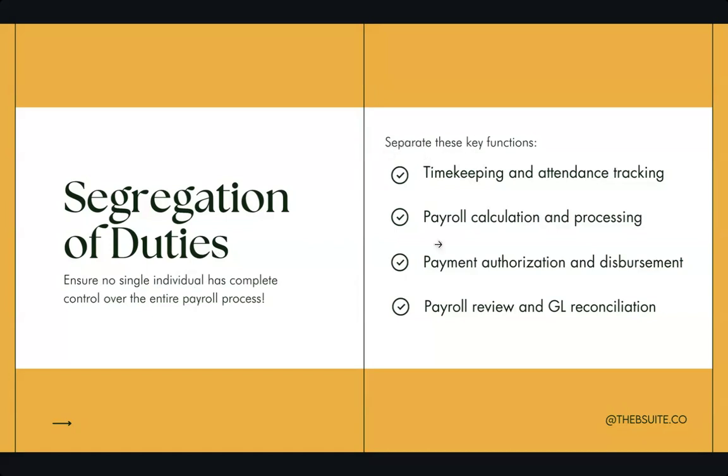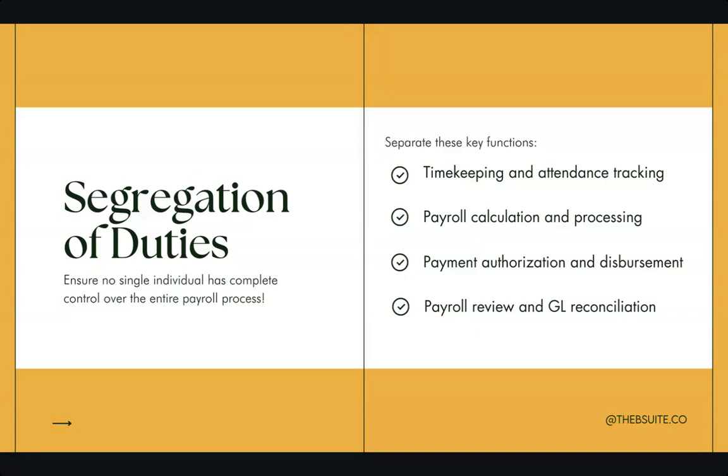So here are four examples. It says separate these key functions. The first is timekeeping from attendance tracking. Employees enter their time into a specific system, and then a supervisor reviews it and approves it.